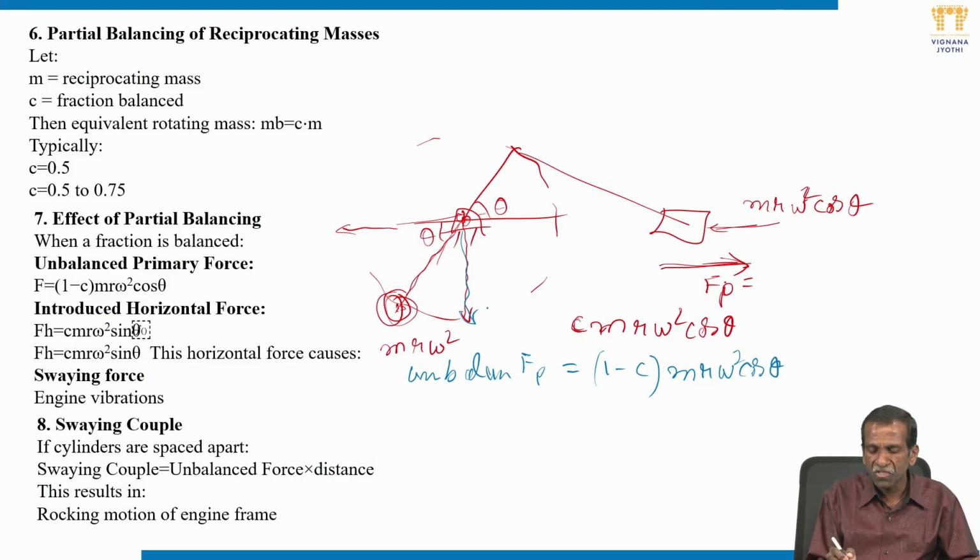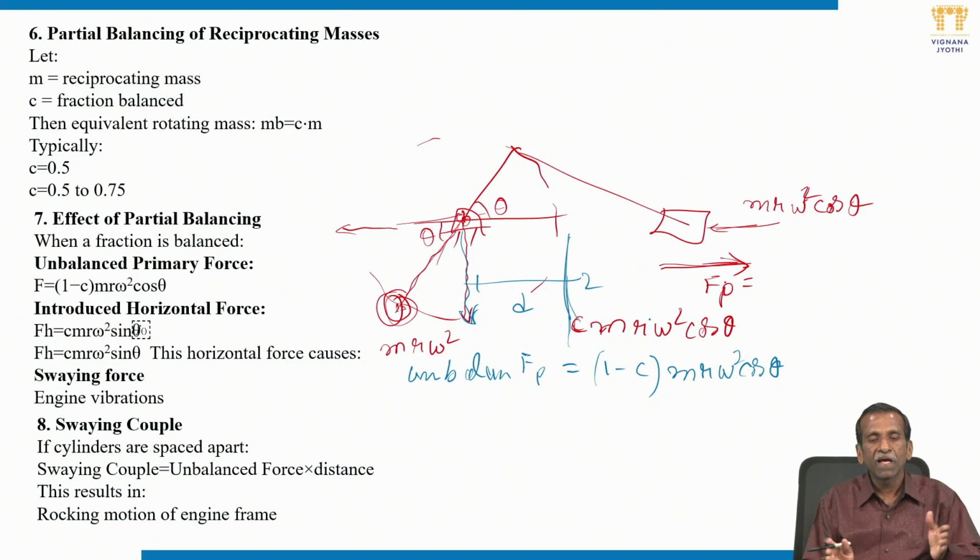If two cylinders are placed parallel, apart from each other, then this unbalanced force, C mr omega square sin theta, leads to a couple with respect to the other plane, with one cylinder here and a second cylinder there. This is called the swaying couple. It is the unbalanced force into the distance. This also results in a rocking motion of the engine, because of this couple.